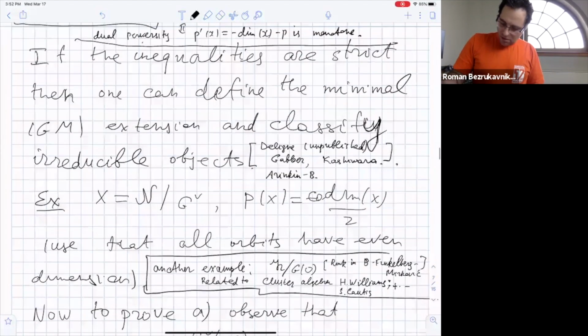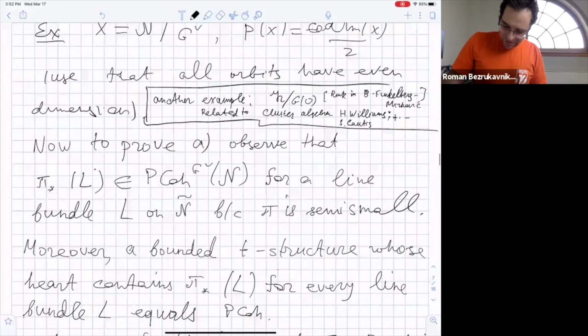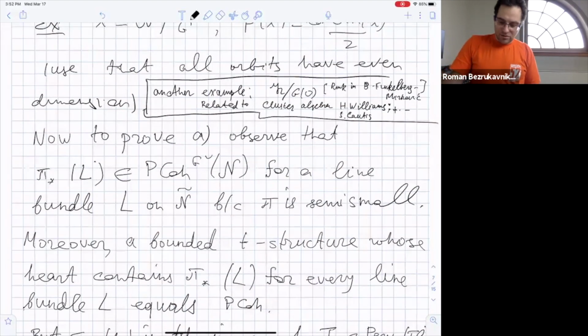Next slide. Okay, so now I promised you one proof, and the proof is actually very short. It turns out that just using that the Springer map is semi-small, one can convince oneself, pretty much as one does in the constructible setting, that if you take a direct image of a line bundle under the Springer resolution, it will be perverse coherent. And then with a little bit more work, you can check that in fact it characterizes the t-structure.